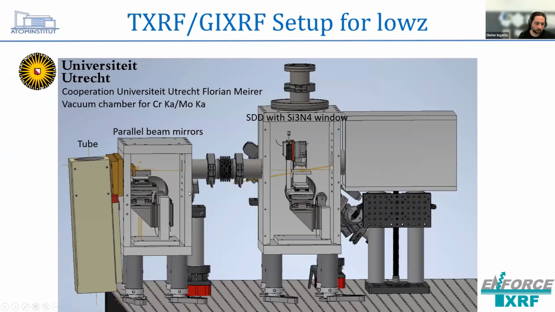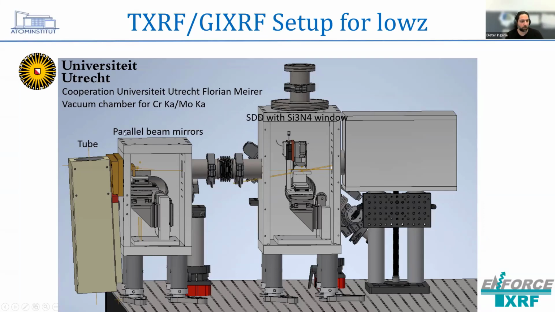And in our new design, we also tried to make it easier to change the incident optics. So this is a chamber we're currently building. I've put in the schematics from the design, although we are already starting to build it here. It's maybe easier to see the whole setup here. And this is a cooperation with the University of Utrecht.